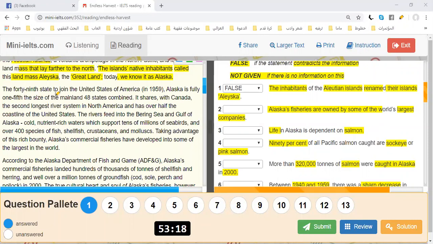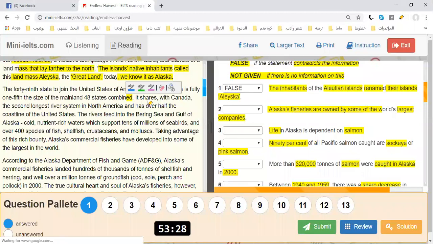The 49th state to join the United States of America in 1959, Alaska is fully one fifth the size of the mainland 48 states combined. It shares with Canada the second longest river system in North America and has over half the coastline of the United States. The rivers feed into the Bering Sea and Gulf of Alaska, cold, nutrient-rich waters, which support tens of millions of seabirds and over 400 species of fish, shellfish, crustaceans, and molluscs. There is nothing about fisheries until now.